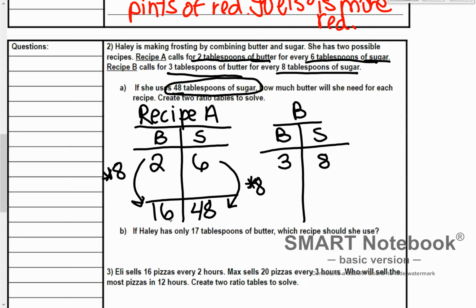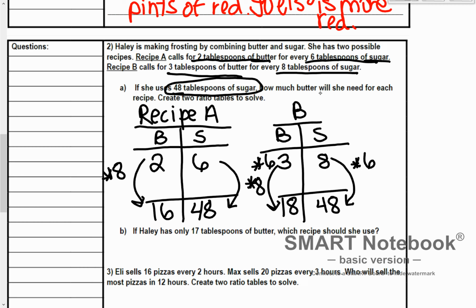Okay. Recipe B, again, we want to get it to 48 tablespoons of sugar. Can I go from 8 to 48? Yes, I can. If you're not sure, you can always use a multiplication chart to help you out. Follow that row along until you see a 48. If you don't see a 48, then we can't get it there, and that's when we'd have to add another something in between. So we're going from 8 to 48 by multiplying by 6. Same thing over here. 3 times 6, 18.